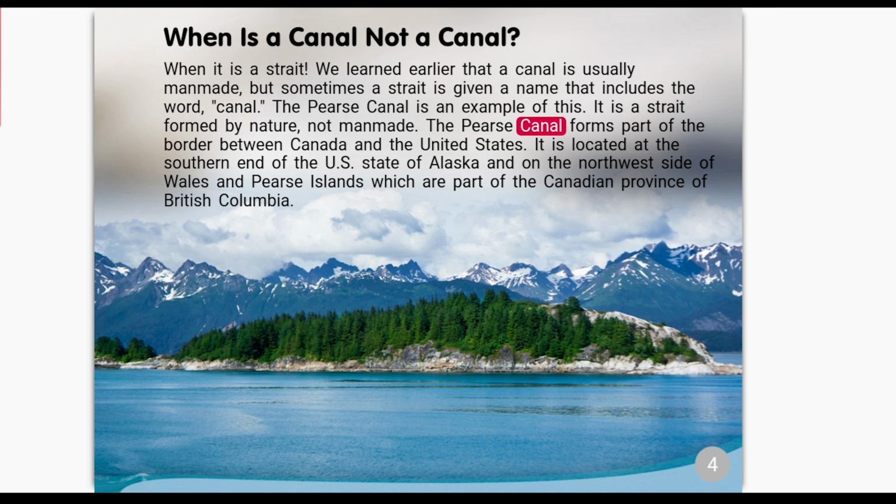The Pierce Canal forms part of the border between Canada and the United States. It is located at the southern end of the U.S. state of Alaska and on the northwest side of Wales and Pierce Islands, which are part of the Canadian province of British Columbia.